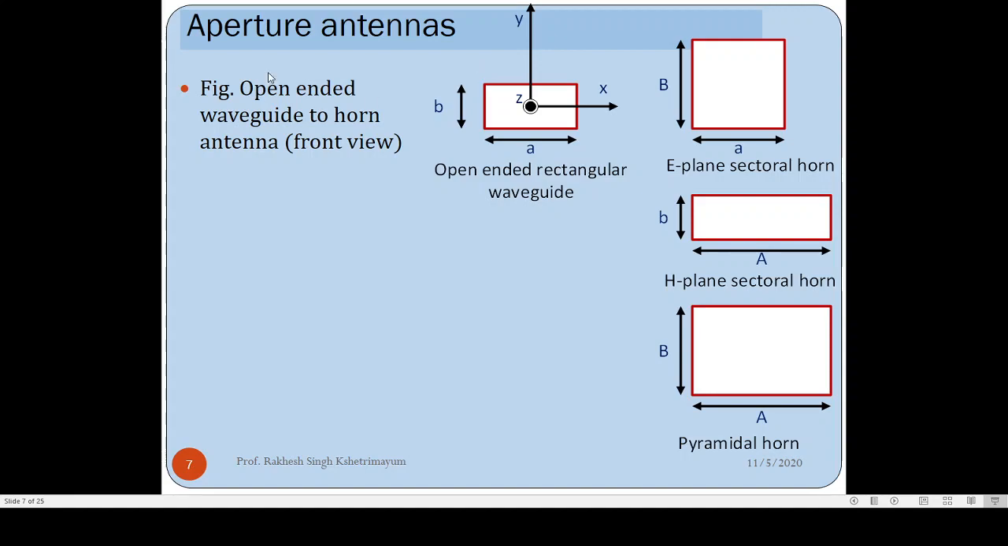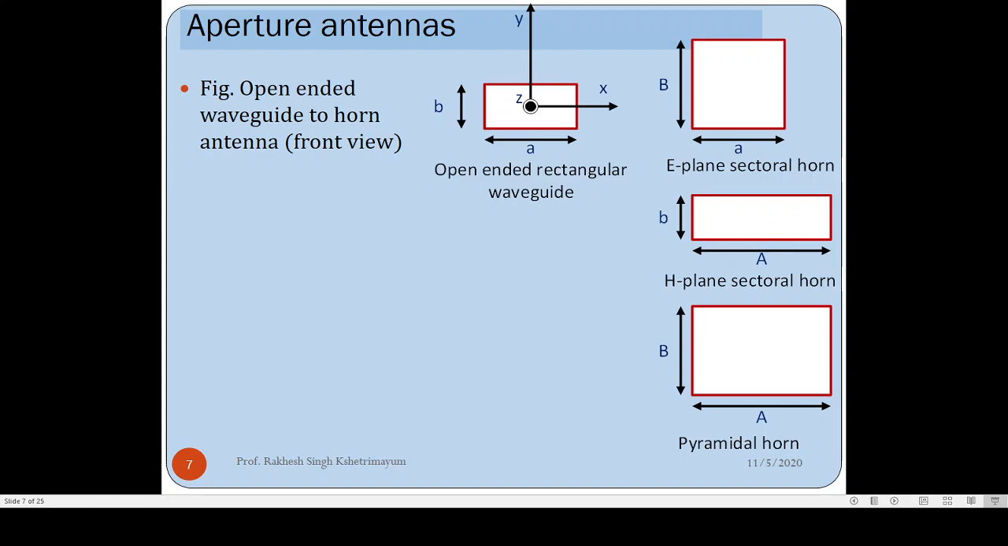First possibility is I keep this dimension A fixed and increase this dimension small b to capital B. So I'll denote this larger dimension by a capital B and the smaller dimension by small b. So this is the dimension of the open-ended waveguide. When I increase this small b to capital B, what we have is called the E-plane sectoral horn.